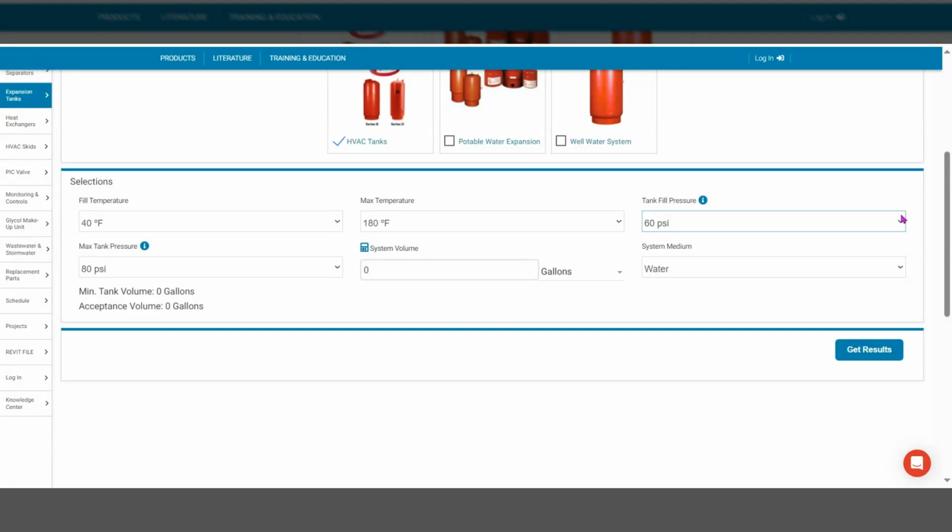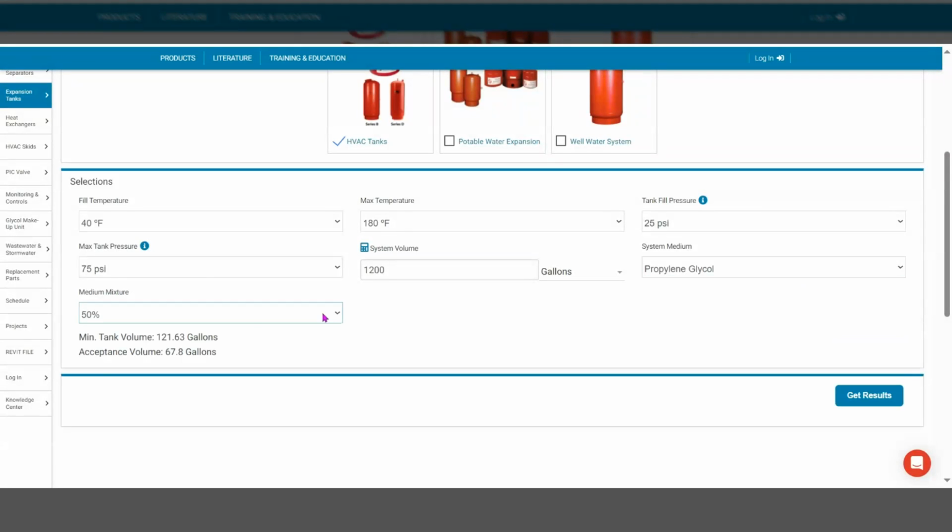The fill pressure in our example is 25 psig. The maximum pressure was 75 psig, and the system volume was 1,200 gallons. It defaults to water, and I just wanted to show you something here. The tank volume is about 60 gallons if this was water, but we said we had 40% propylene glycol. So let's drop that in here, and notice that now the tank volume is 112 gallons. It would be a real problem if you forgot to change the fluid.